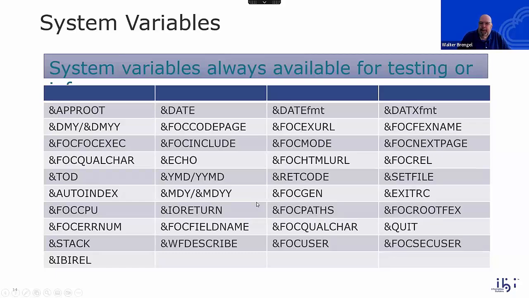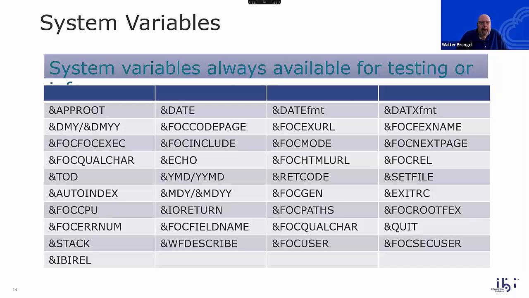All right, some system variables that are available for testing. So these are all the system type variables. Some common ones are amper focexec, contains the name of the procedure you're running. Amper TOD, time of day. If you want to check and see if you have any CPU lagging time, you can check the Focus CPU before you run a table request and compare it to the value after.